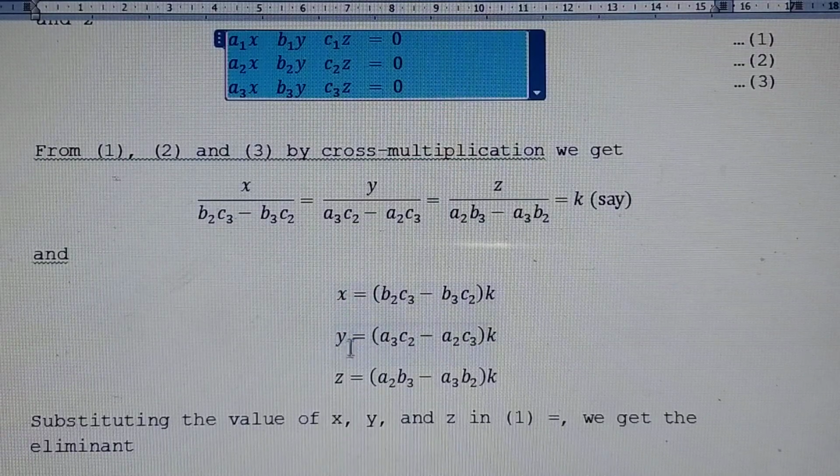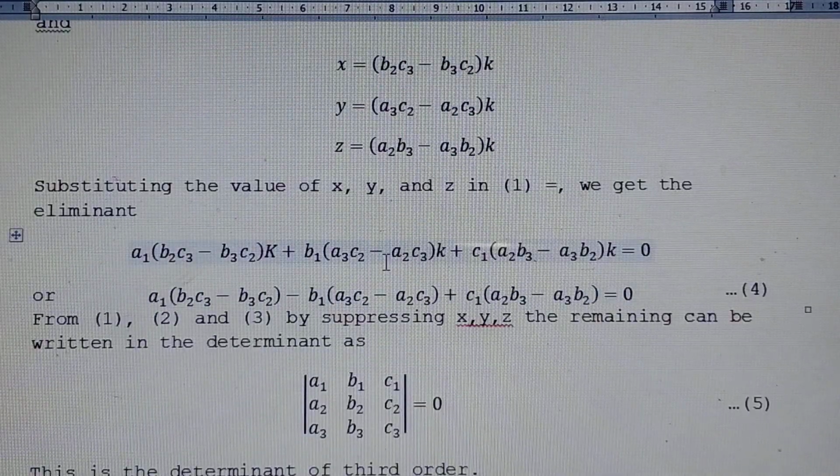getting the value of x, y, and z through equating to their element and multiply by their constant. And substituting the value of x, y, and z in equation 1, we can get the so-called element. So ito na siya sa kanyang expanded format, or ito rin siya, we call it equation 4.